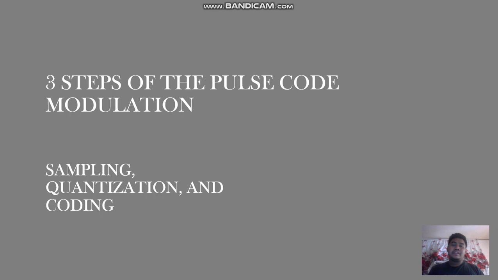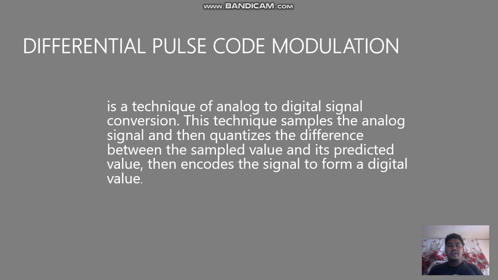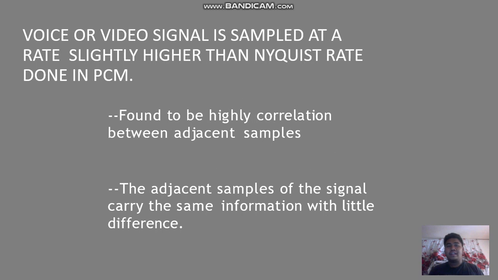So what are the three steps of pulse code modulation? We have sampling, quantization, and encoding. Now, differential pulse code modulation is a technique of analog to digital signal conversion. This technique samples the analog signal and then quantifies the difference between the sampled value and its predicted value, then encodes the signal to form a digital value.